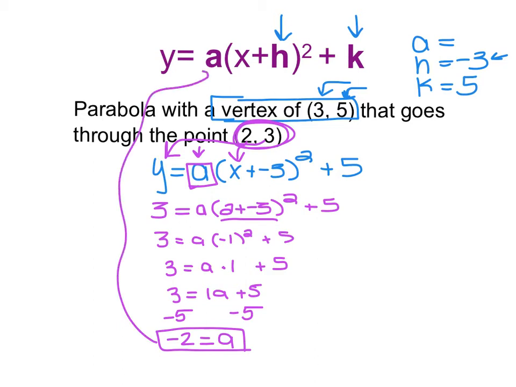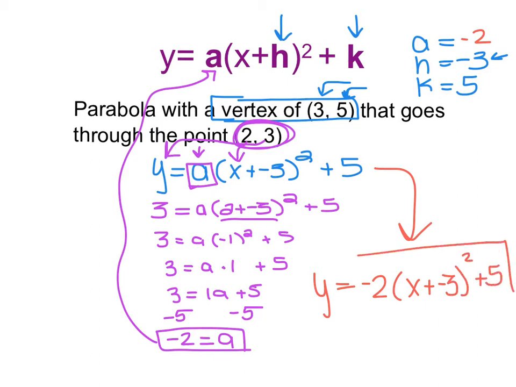So now I can take this and substitute that back into my equation for my quadratic. So my final equation, taking what I already know about H and K, is y is equal to my A value of -2, times (x plus my H value of -3) squared, plus my K value of 5. And there is my equation for a quadratic that will have the required vertex and go through the given point.